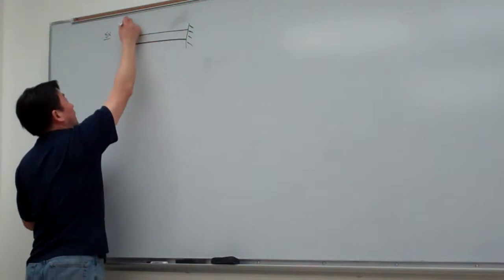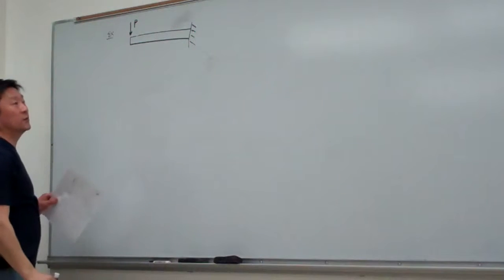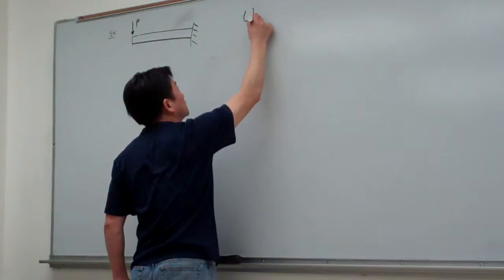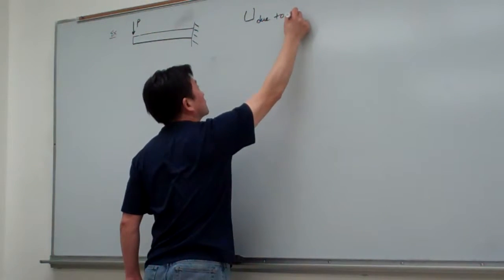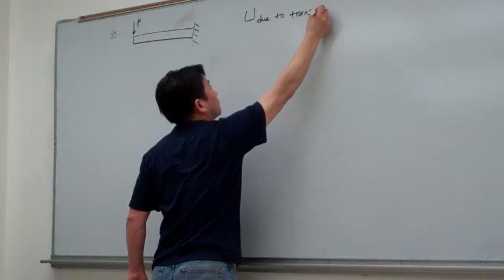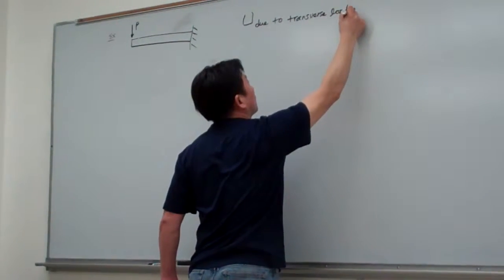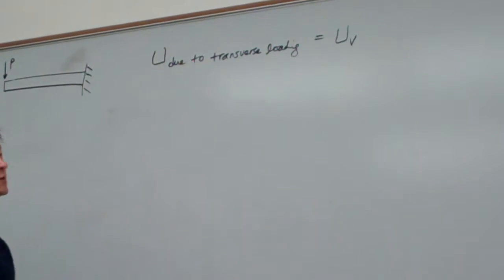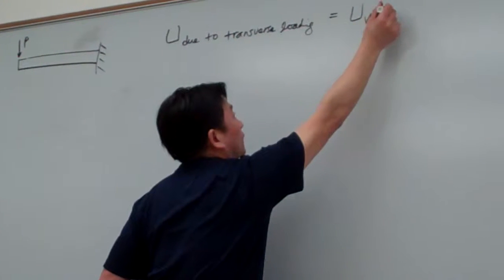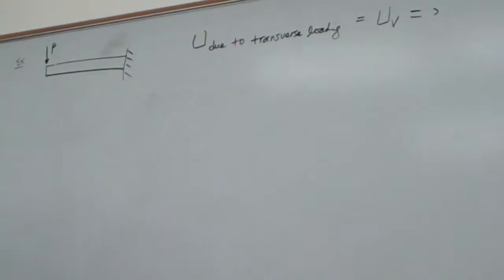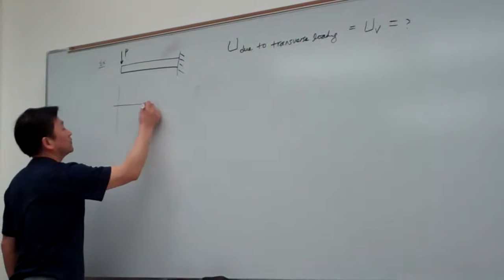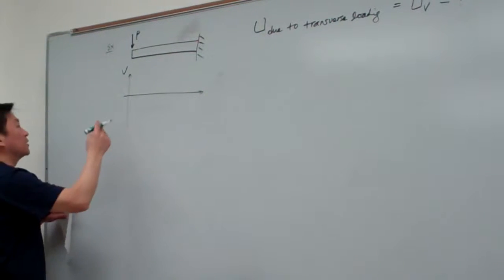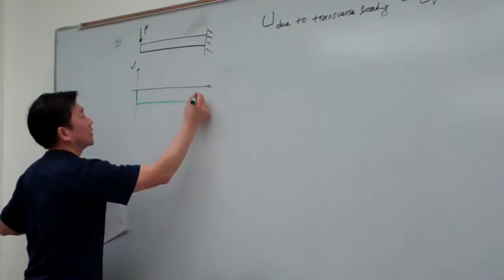So if we have the cantilever beam with the load P, here I want to calculate the strain energy due to transverse loading. Sometimes we use V for notation. Now for this example, we want to calculate this. First, I draw the shear moment diagram. For this case, it is pretty much like this.